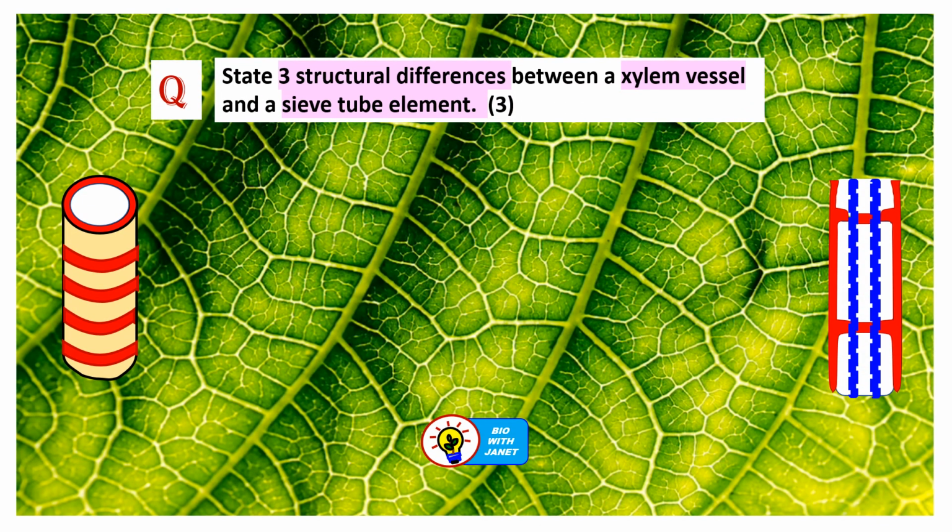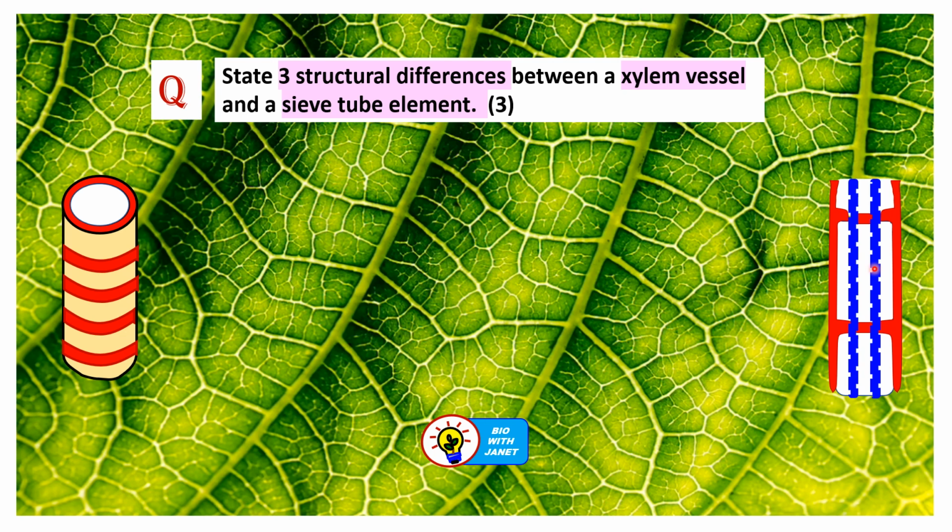Now let's try a soalan ramalan. State 3 structural differences between a xylem vessel and a sieve tube element. So highlight the key words here, 3 structural differences, meaning differences from the aspect of the structure only, not the function, all right? And then the two cells we are comparing are xylem vessel and sieve tube element. Okay, you can pause the video for a while and try and think up 3 structural differences. And you can draw a table to show the differences, right?